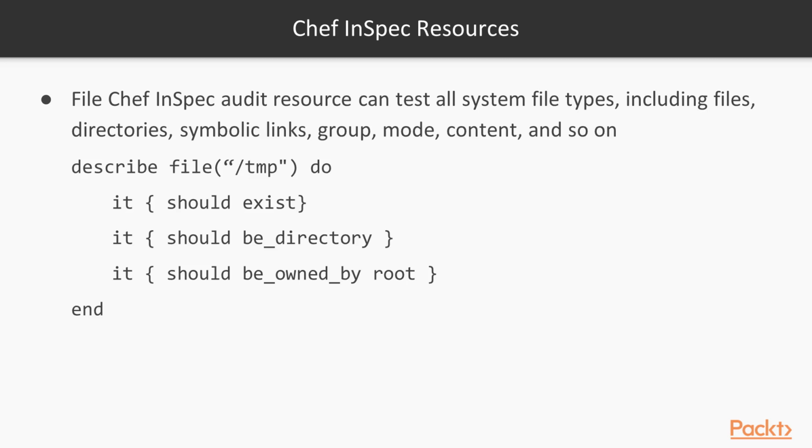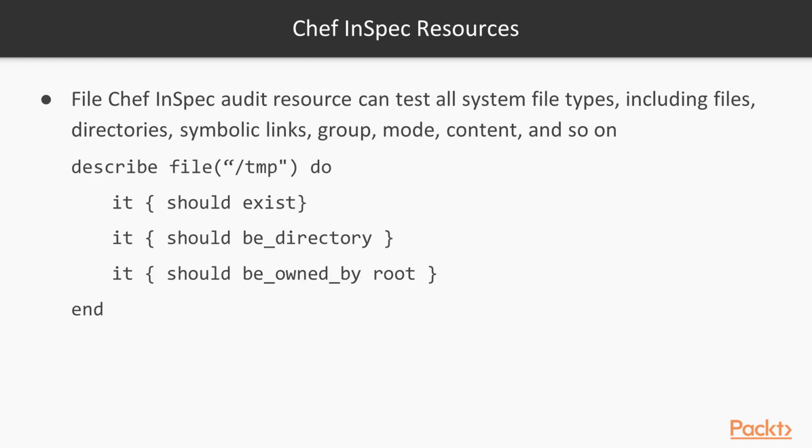We can use the file Chef InSpec audit resource to test all system file types, including files, symbolic links, directories, group, mode, content, and many more things. A file resource block declares the location of the file to be tested, the expected file type if required, and one or more resource properties. For example, the file is supposed to exist and it should be a directory or should be owned by a specific user.